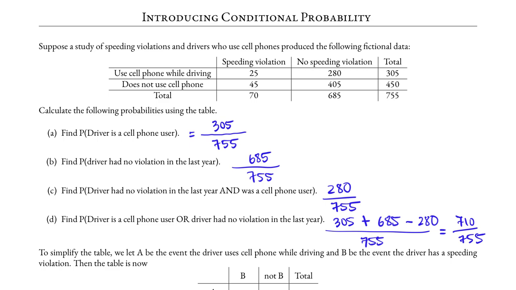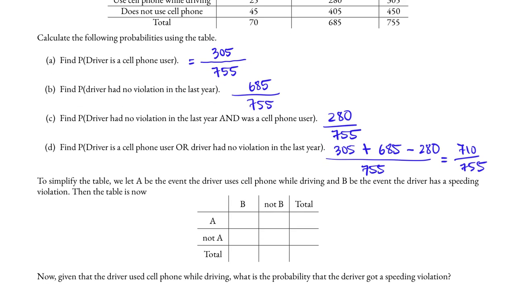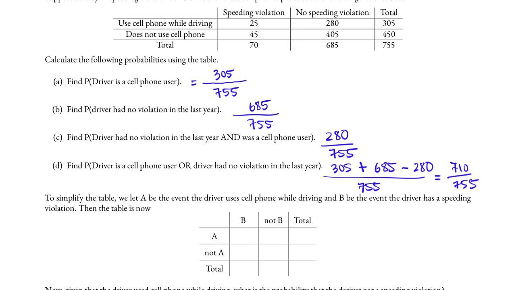To simplify this two-way table, we let A be the event that the driver used cell phone while driving, and B be the event that the driver has a speeding violation. Then this table is now simply A or not A, use cell phone or not use cell phone, where A is the event that the driver used cell phone. B or not B, B is the event that the driver has a speeding violation, or not B, no speeding violation.